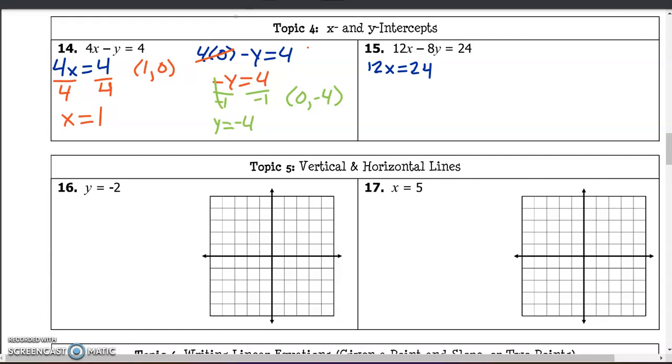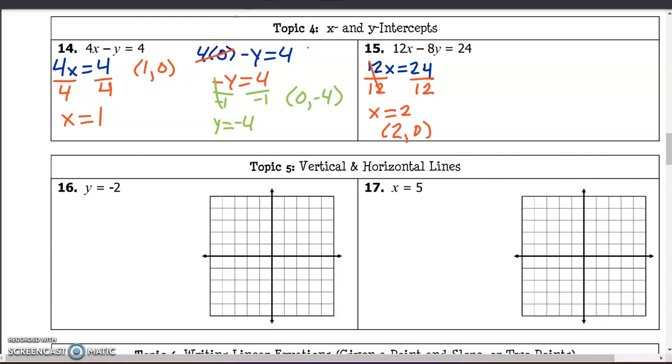Okay, and then I would need to divide by 12. I'm sorry that this is kind of slow. Divide by 12. Ooh, that did not work right. Divide by 12 here. There we go. Divide by 12. Okay, that cancels out, so I get x equals 24 divided by 12, which is just 2, which would be, again, ordered pair would be 2, comma, 0.